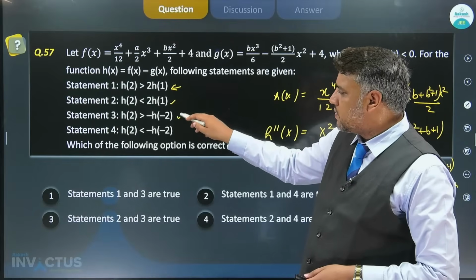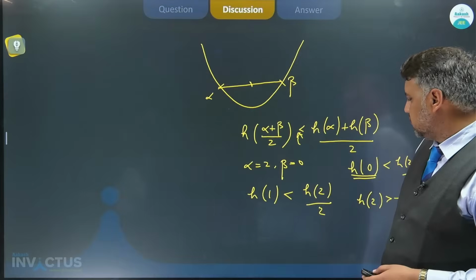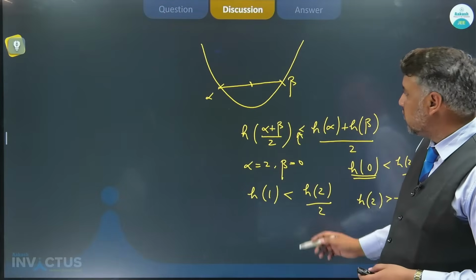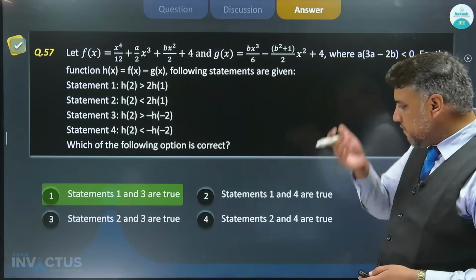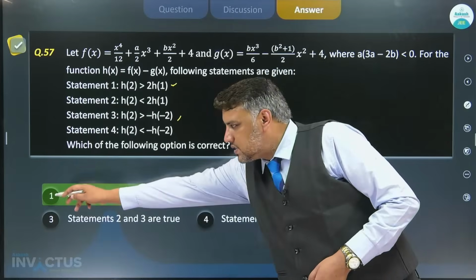next is this. Okay. So statement 1 and 3 are true. Yeah, statement 1 and 3 are true. So first is the answer.